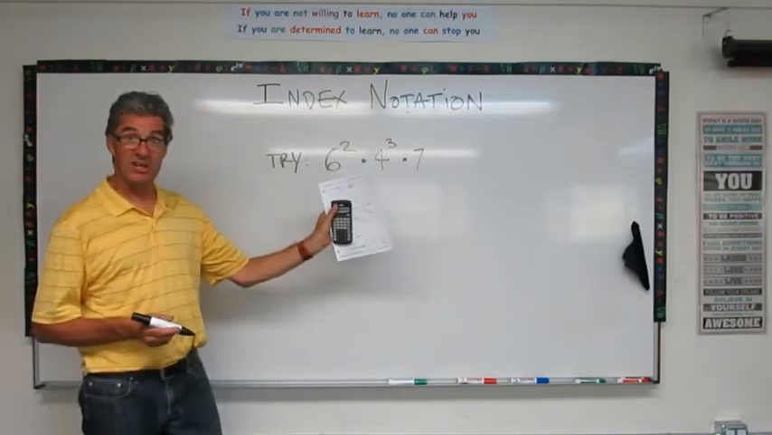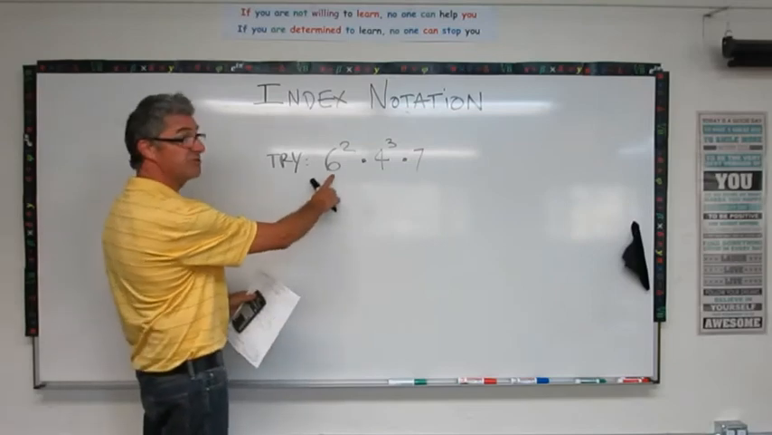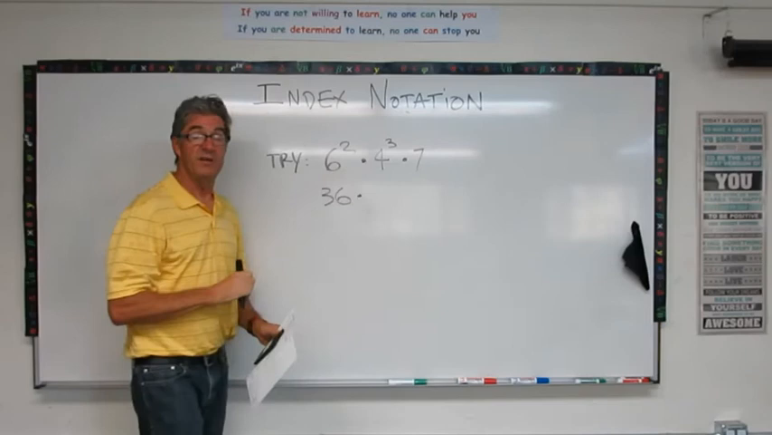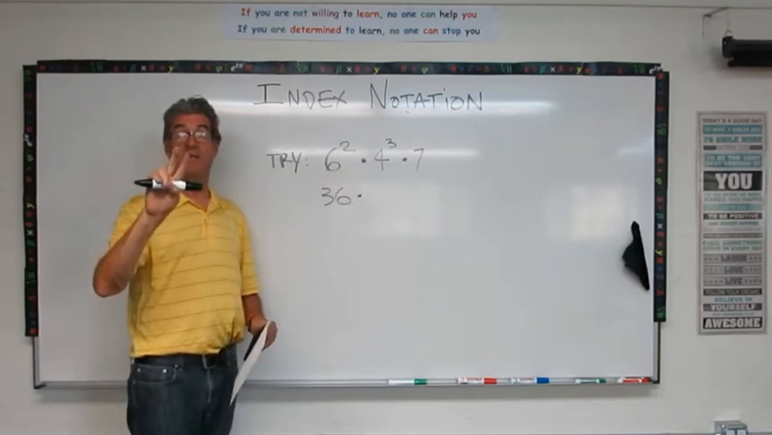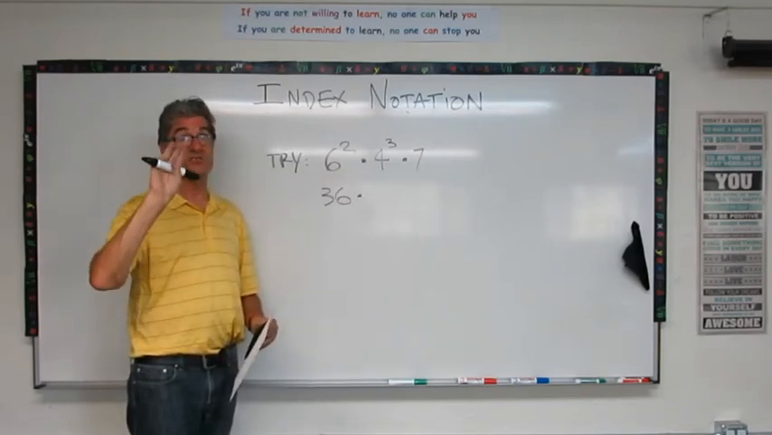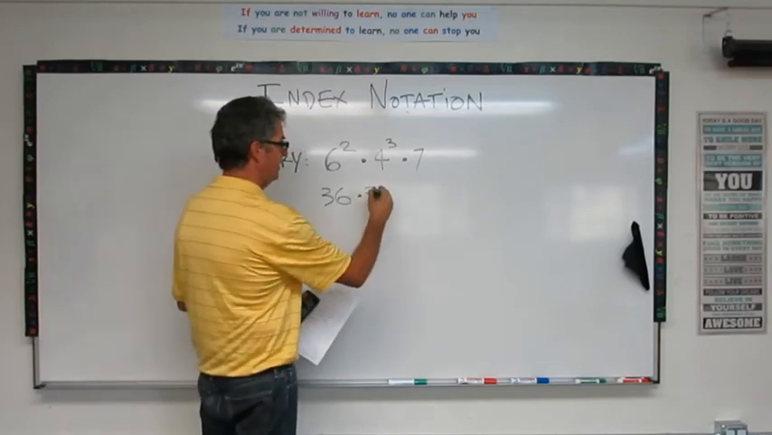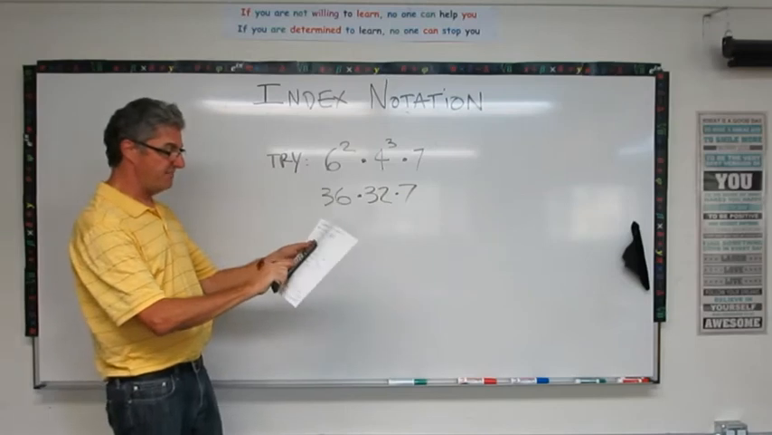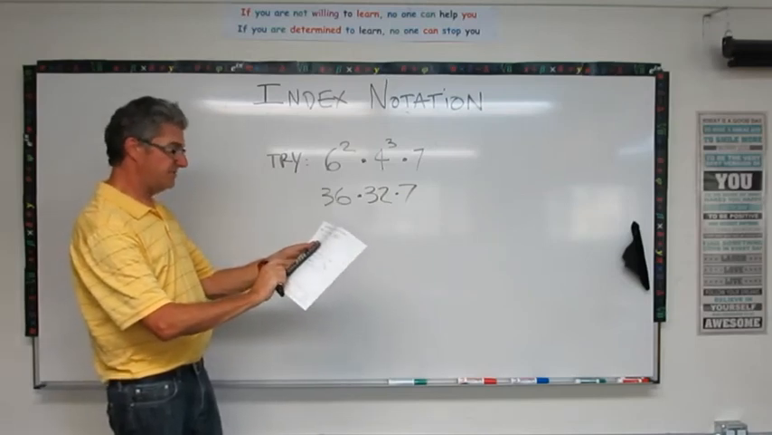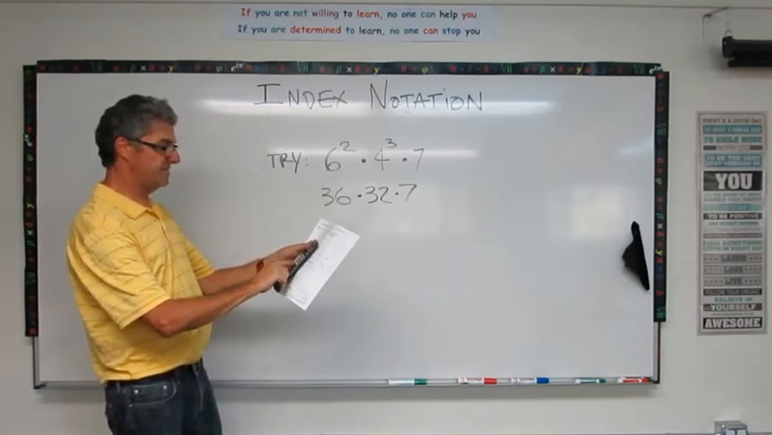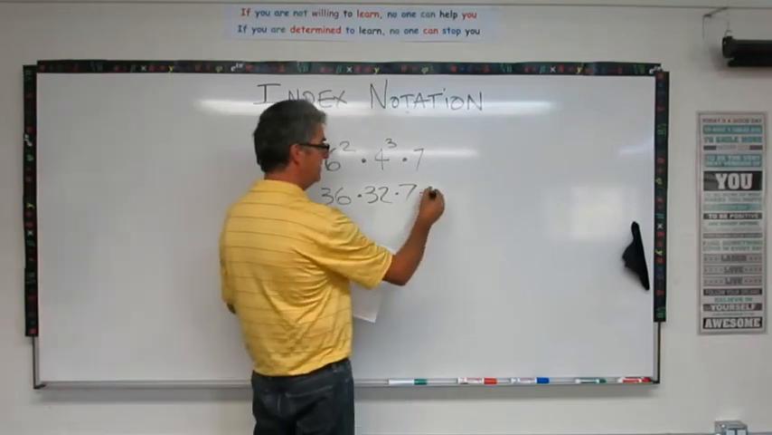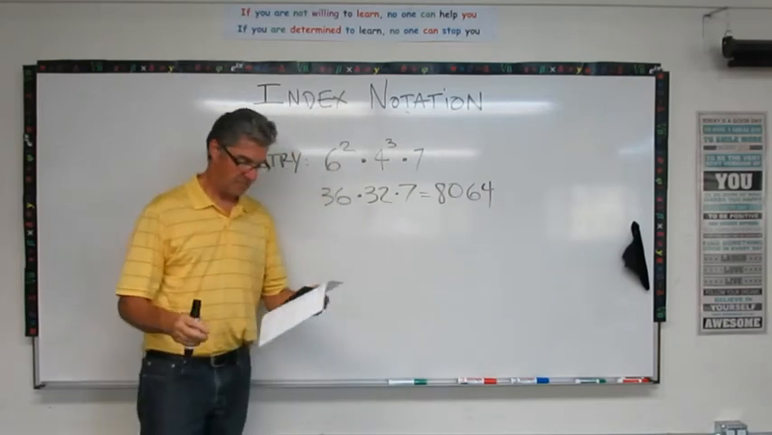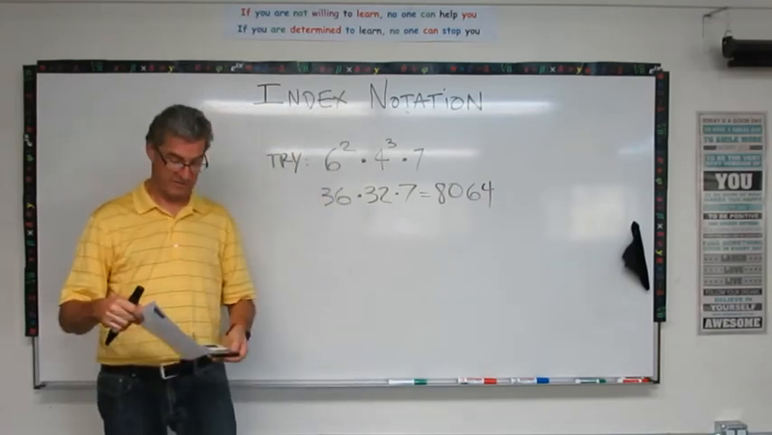I brought my calculator along for this one. 6 squared is 36. 4 cubed is 4 times 4 is 16, times 4 one more time is 64. Times 7. Now I can't do that one in my head, so let's try that. 36 times 64 times 7. I get 16,128.